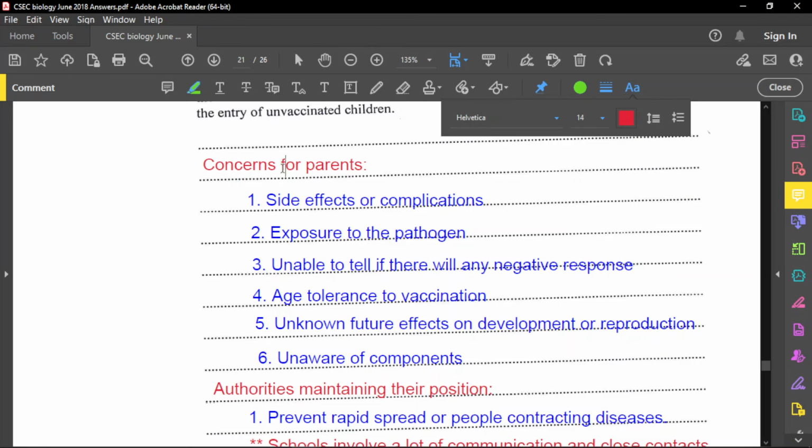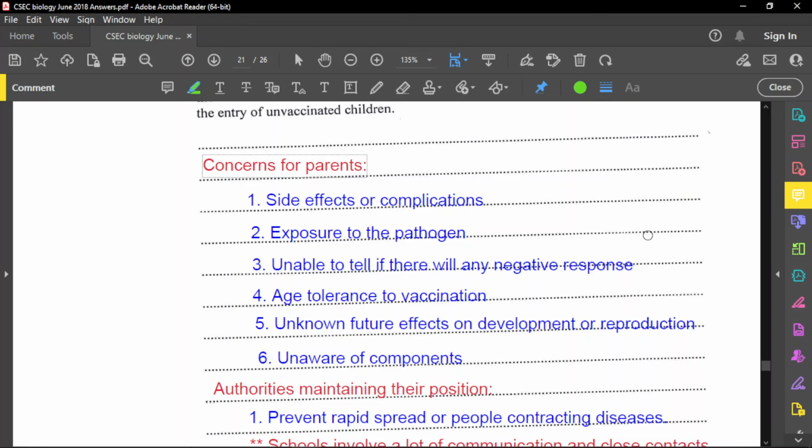So a concern for parents here is, one, possible side effects or complications from taking vaccines, and exposure to the pathogens. I mean, even the understanding of exposing to the pathogen. Once some parents hear that the child will be exposed to this pathogen, then they may have a concern, what if, you know. That is also a lack of knowledge, because the exposure to the pathogen will be a dead form or an inactive form. The next thing is that you're unable to tell if there will be any negative response.